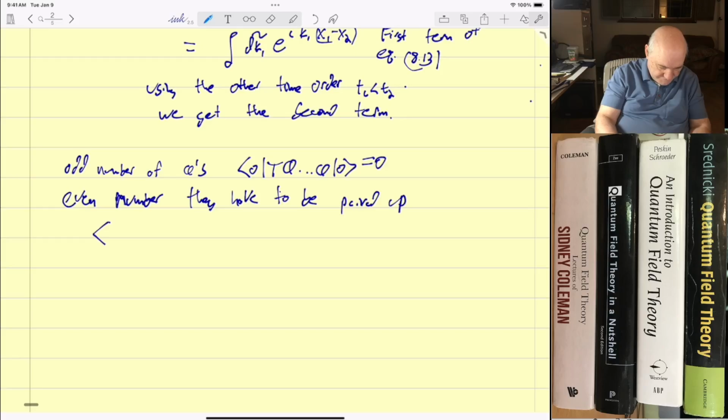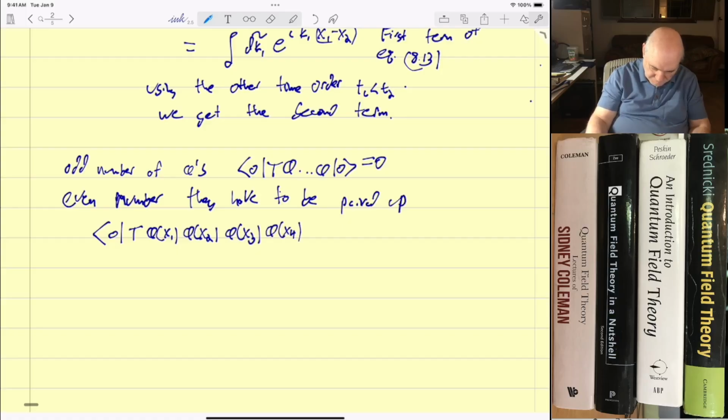So we get, for instance, if we had the 4-point function, this is going to be equal to 1 over i squared, then 2 Feynman propagators being paired up at all different points. There's going to be 3 possibilities.